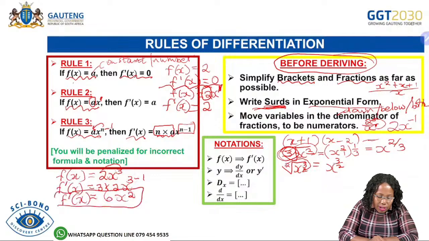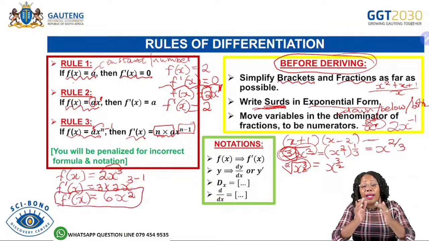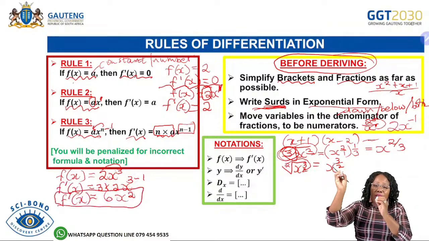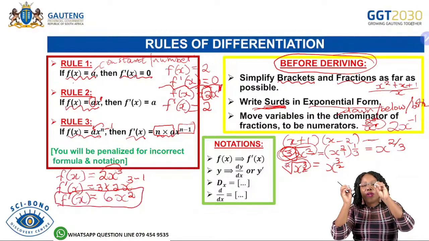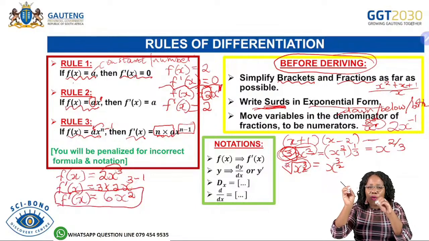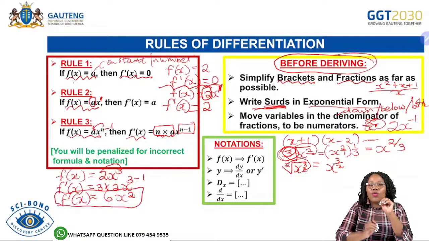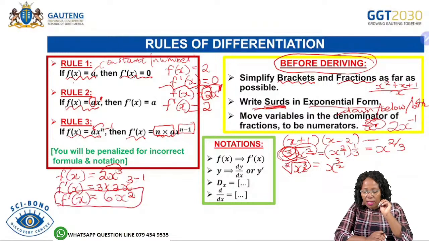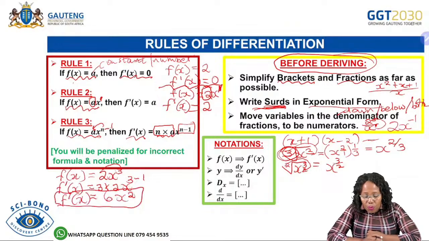That is how you derive using the rules. Let me repeat. Exponent multiplied by the coefficient, and then from the exponent you subtract a 1. Exponent times coefficient. From exponent we subtract a 1. That is the rule that we will be applying continuously when we are applying the rules of differentiation.